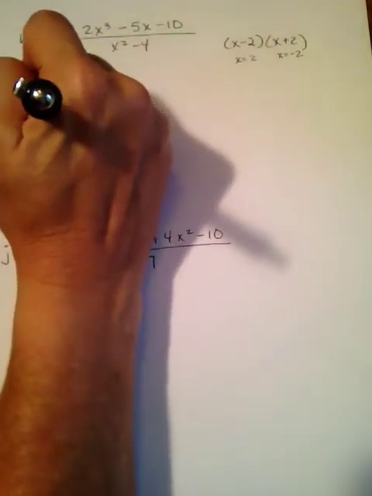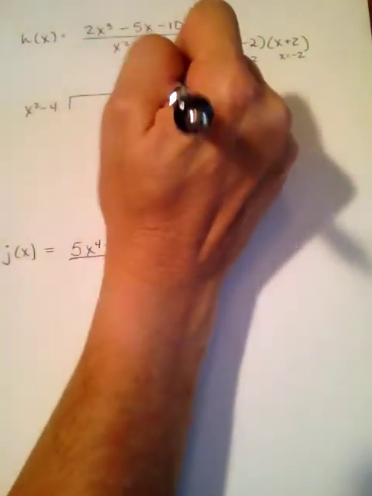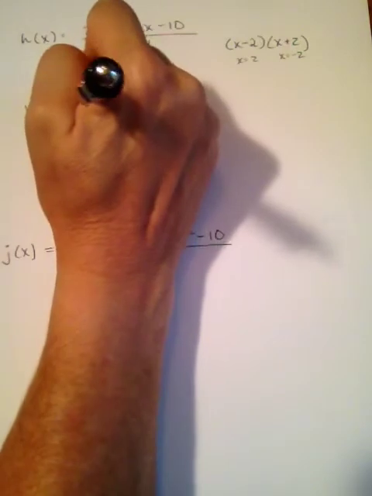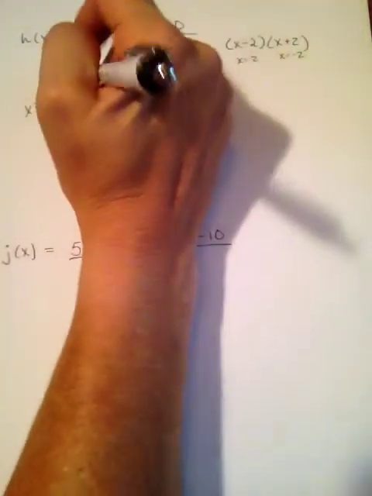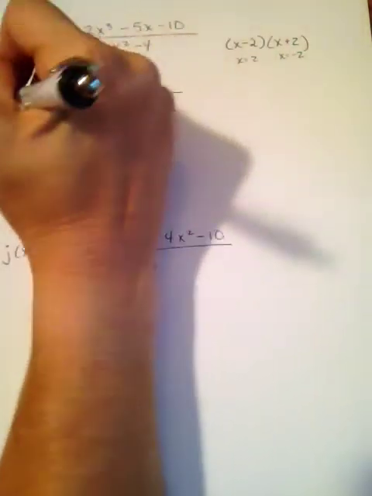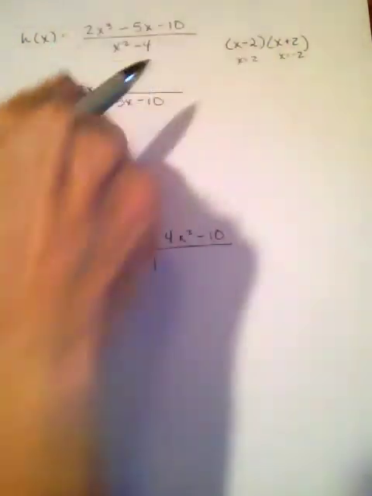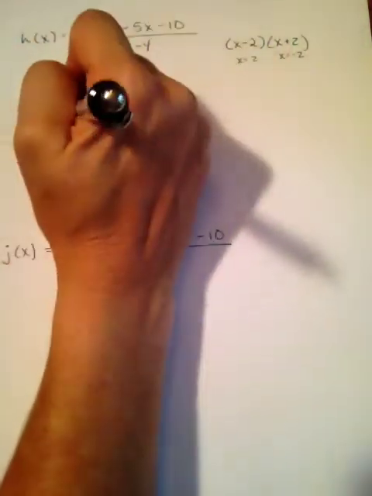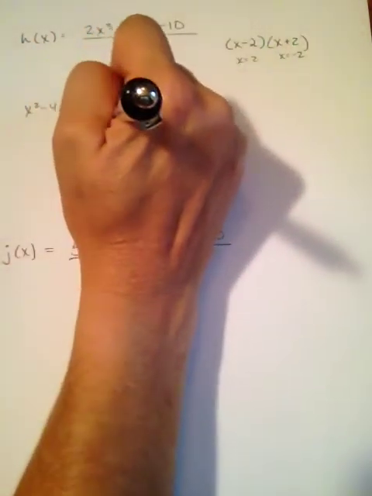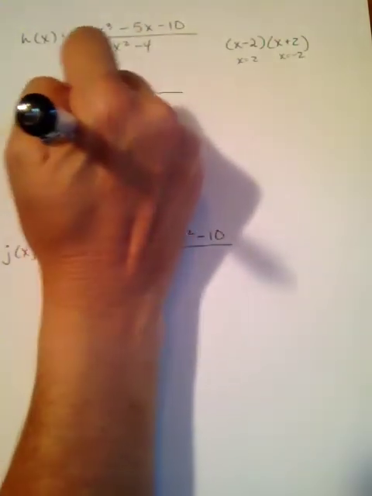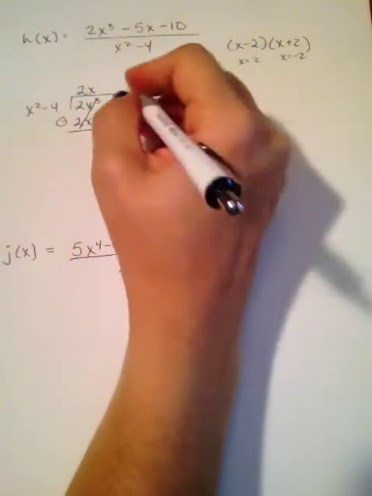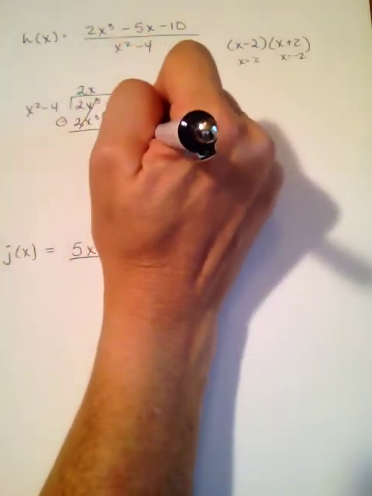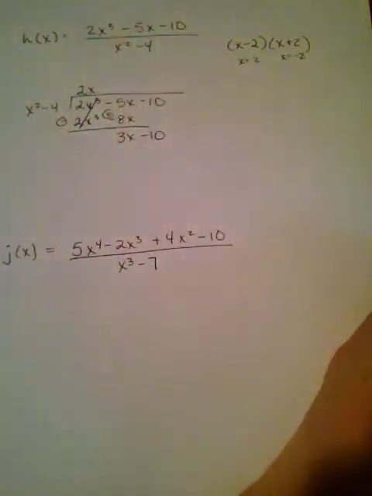I have x squared minus 4, and that is dividing into 2x cubed minus 5x minus 10. So I know x squared times an x is my x cubed, but I also need a 2, so I'll put a 2x right there, and then I'll multiply down. So 2x cubed minus 8x. Then I need to subtract. This cancels out. I'm left with a 3x minus 10, and I appear to be done.